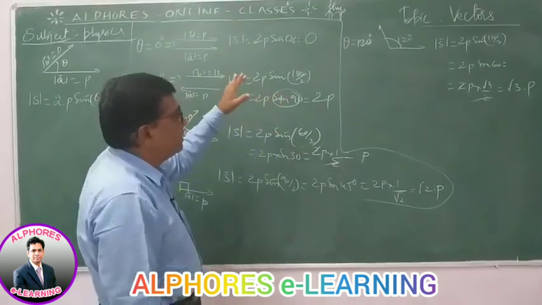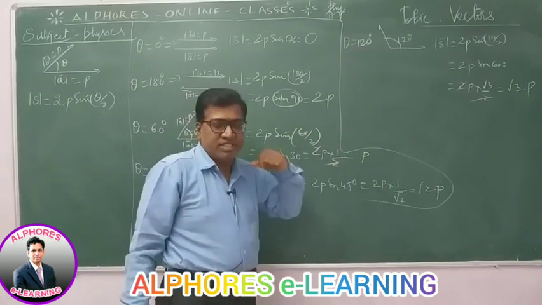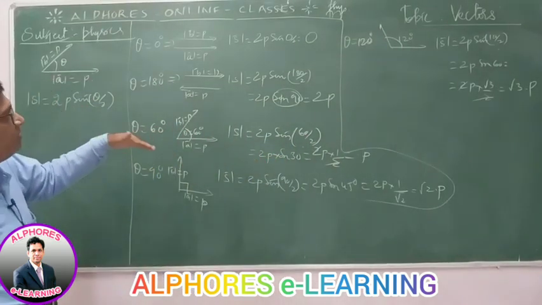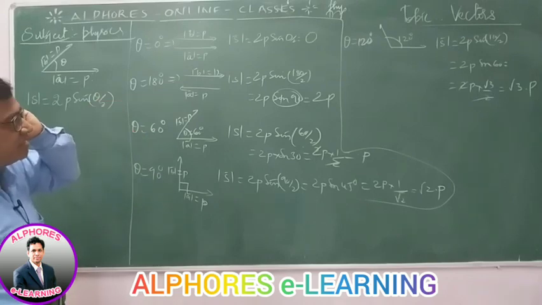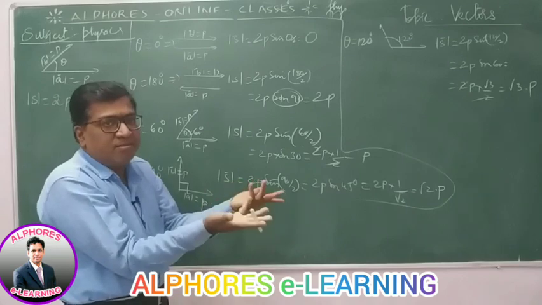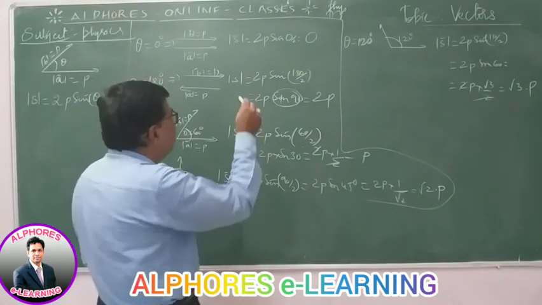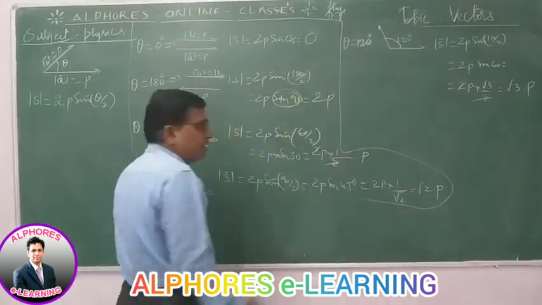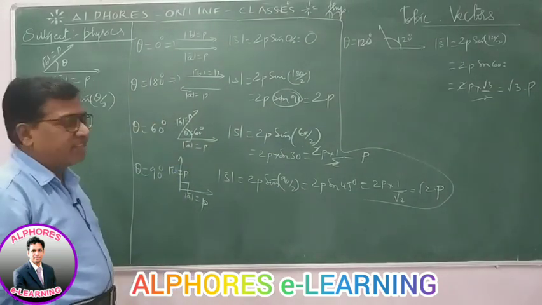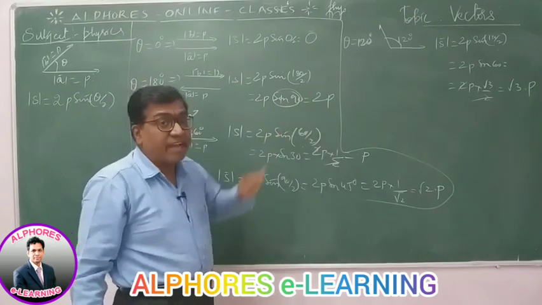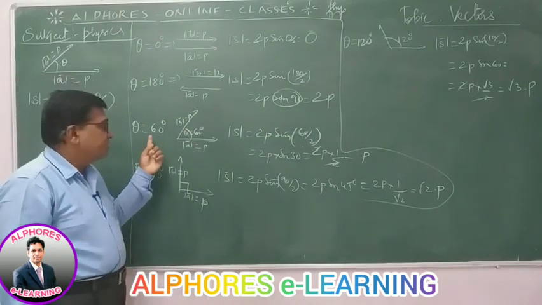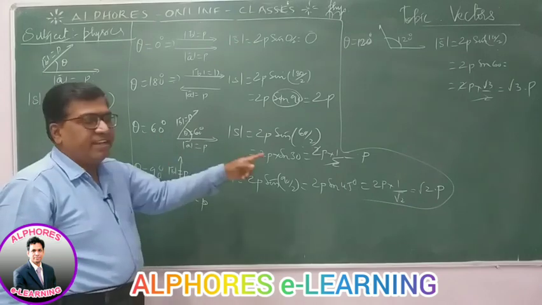As you see, as the angle changes, the magnitude also changes. So that way, you can take down the various cases for the subtraction of vectors. If two vectors are in the same direction, when you subtract them, obviously the resultant is 0, a null vector. If theta is 180 degrees, the subtraction resultant is maximum, 2p, the highest resultant you will get. At 60 it is p.